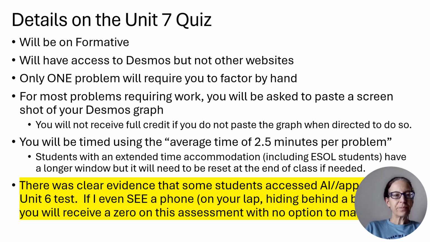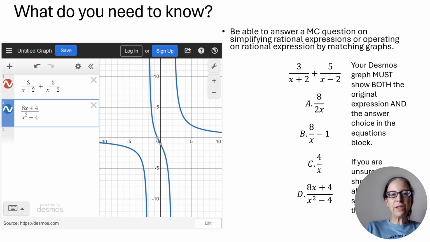Okay. All right. So what do you need to know? Be able to answer a multiple choice question on simplifying rational expressions or operating on rational expressions by matching graphs. Sorry for the typo there. So this one is an operation, but you could also use this technique.